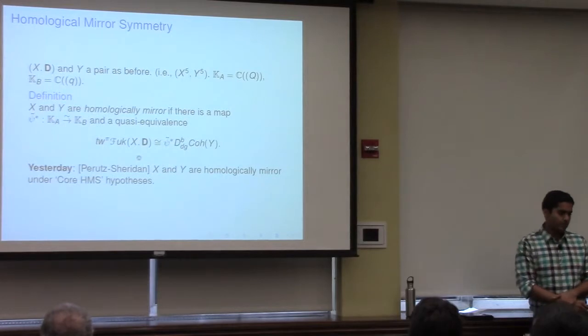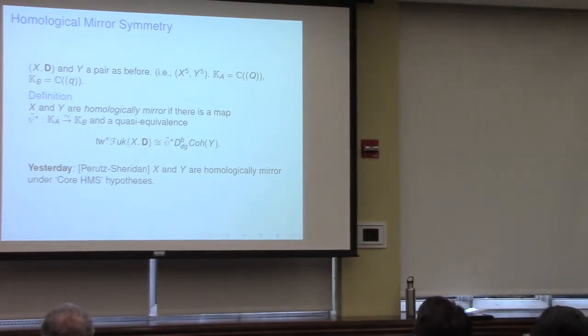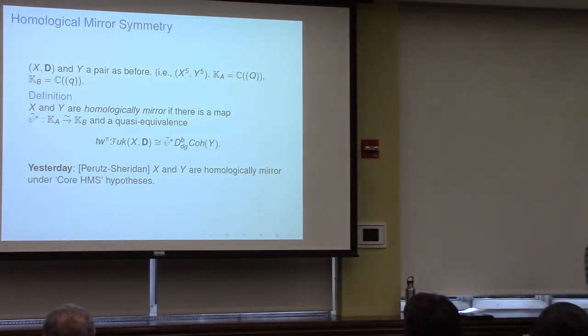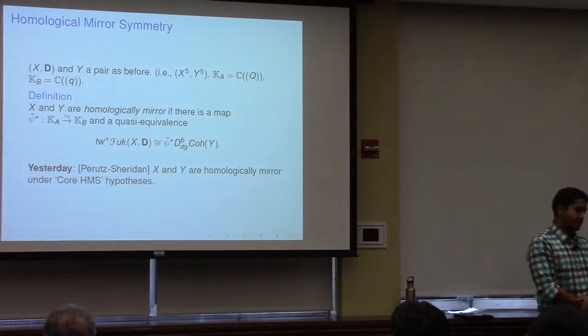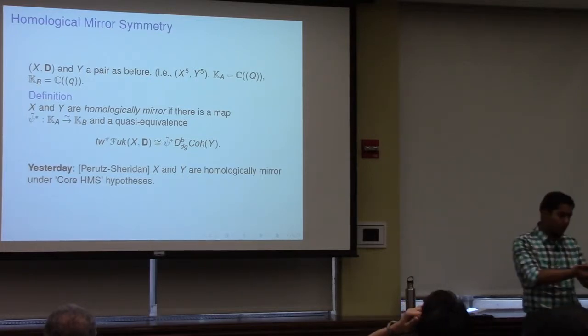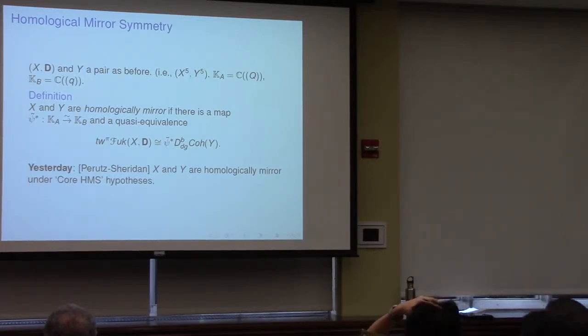Okay, so let me remind you what homological mirror symmetry is for our purposes. So let's say we have a pair X and Y as before. Again, for X, we've fixed this system of divisors. So we say that X and Y are homologically mirror if there is an isomorphism of these punctured formal disks over which there's a quasi-equivalence of A-infinity categories.